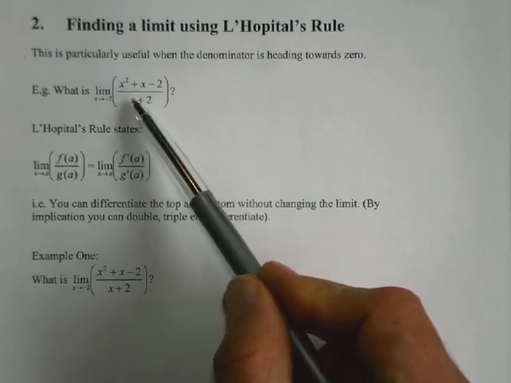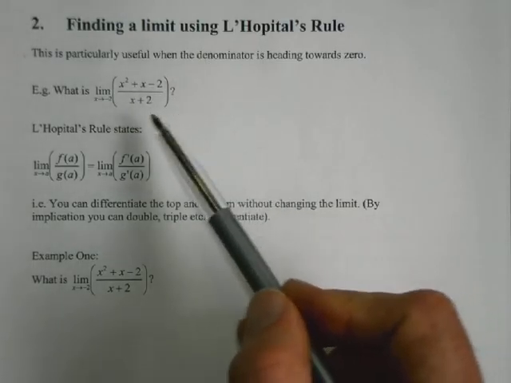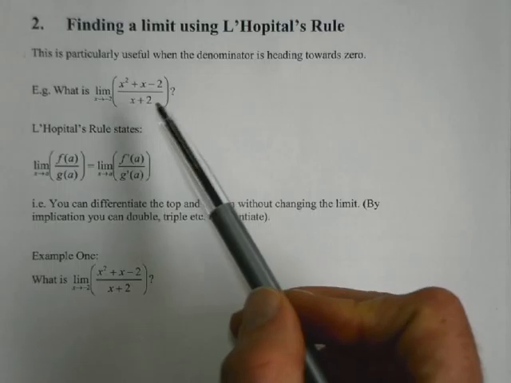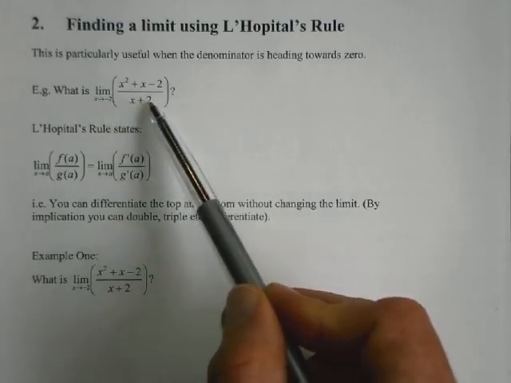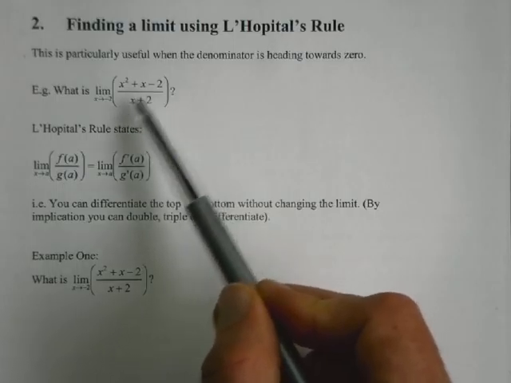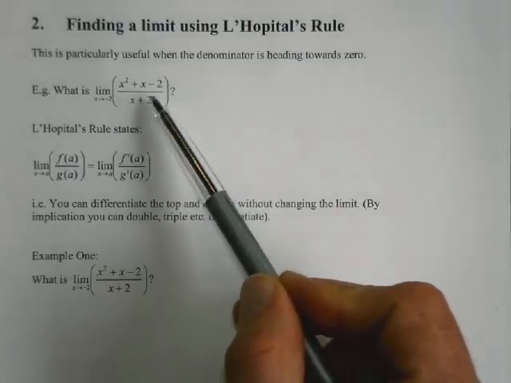We can stick in any number we like. We can stick in 1 or 7, any number we like, and it'll work fine, except for x equals negative 2. If we let x equal negative 2, then the bottom line will be 0, and the whole thing will be undefined because you can't divide by 0.